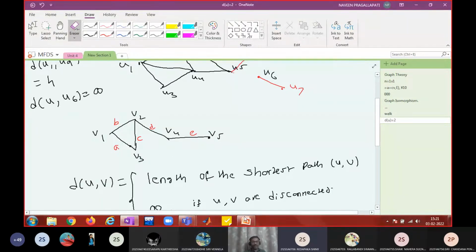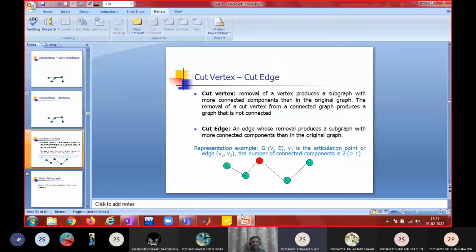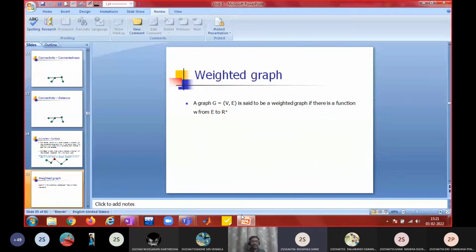Yes, sir. Right. So that's about cut vertices and cut edges. We'll come back to this point when we are discussing trees. What is a weighted graph? It is a graph where we assign some weight to each edge.